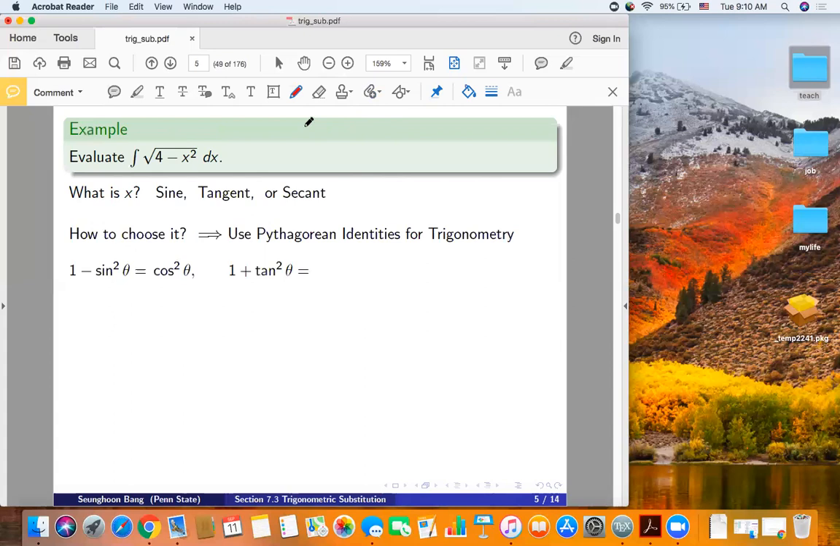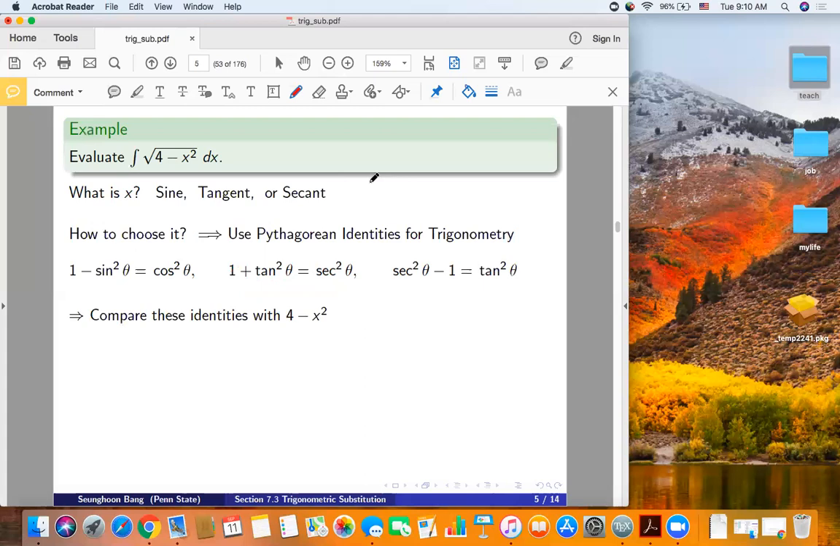Do you know 1 plus tangent squared? The 1 plus tangent squared is, yes, secant squared. The secant squared minus 1 is only subtracting 1 from both sides. 1 is crossed out. The secant squared of theta minus 1 is tangent squared theta. So we have three kinds of identities.